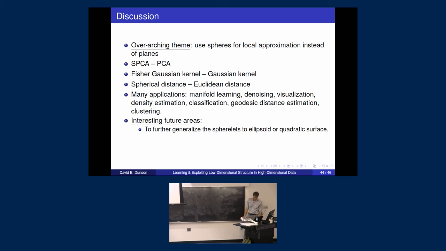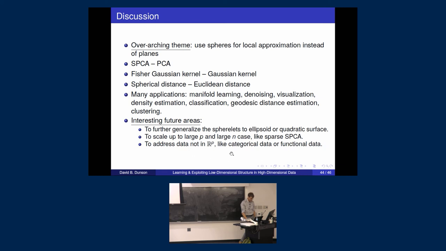There are interesting future areas. It would be interesting to generalize spherelets, maybe to ellipses or quadratic surfaces, without sacrificing some of the computational gains. It would be nice to scale up to large P and N cases. There's a trivial way we can do that, which I'm not entirely happy with: using SPCA to embed the sphere in a D plus one dimensional space, and then just using SPCA. I'm not convinced that really captures the geometric structure, but we're working on that with visiting students from India from last summer. We'd also like to deal with data that aren't in R^p. That should be relatively easy if we don't take a model-based approach.